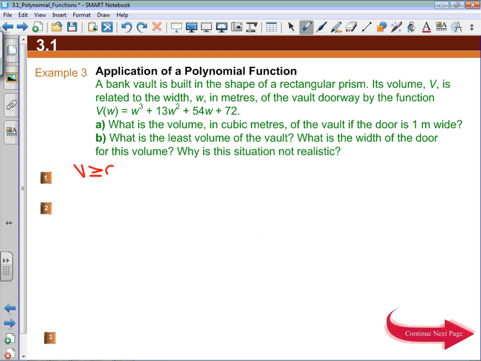In this case, because the output, V, is volume, we know that volume can't be negative. So V must be greater than or equal to 0. What that really means is that because V is our output, we don't have to worry about quadrant 3 or quadrant 4, because V would be negative in those quadrants.